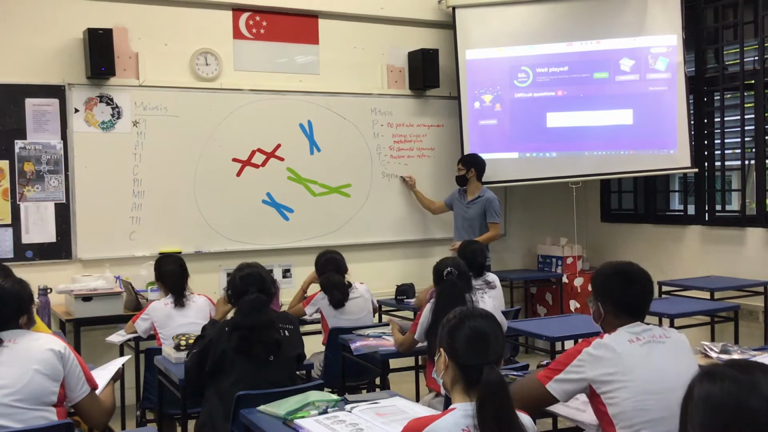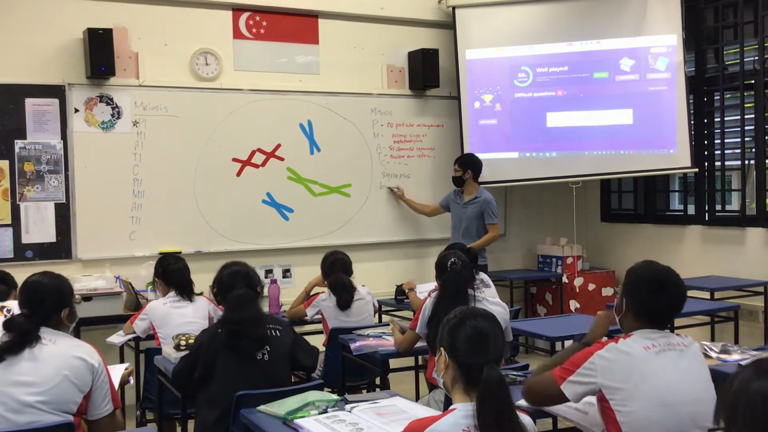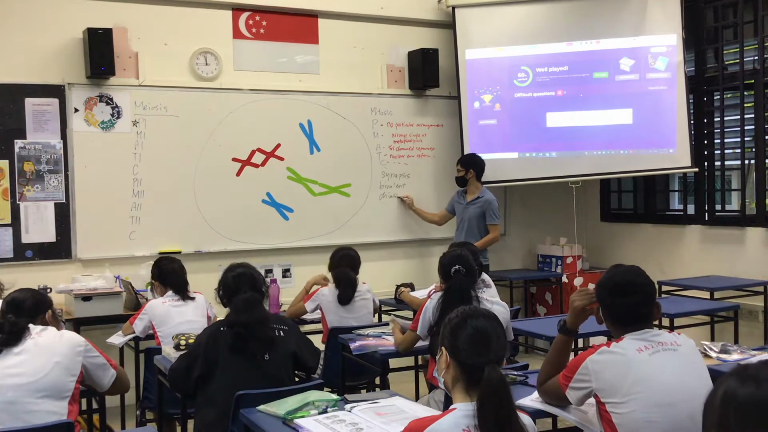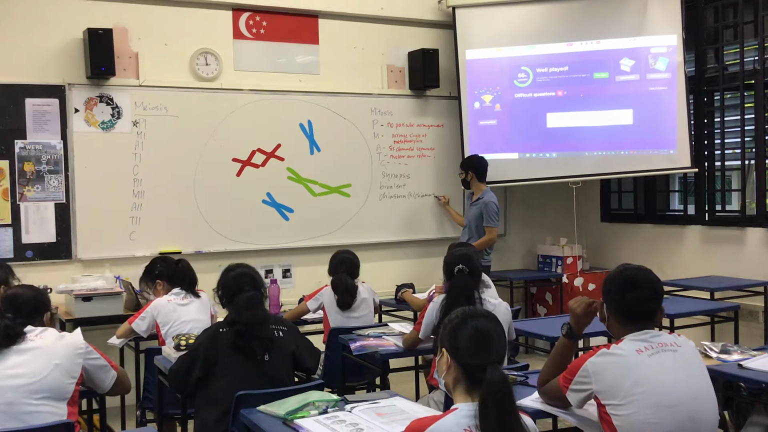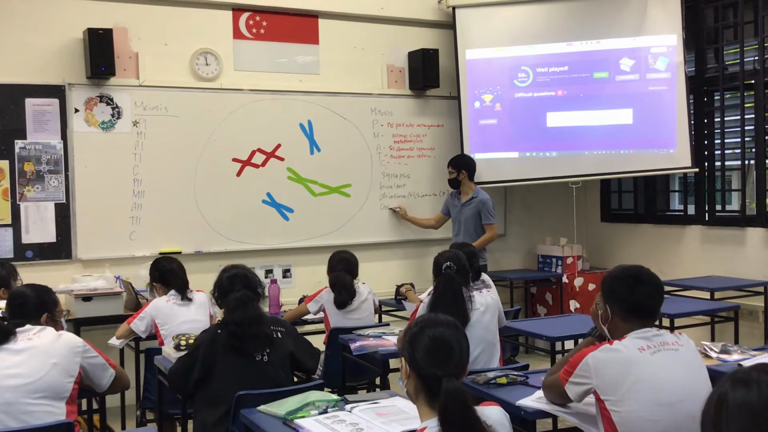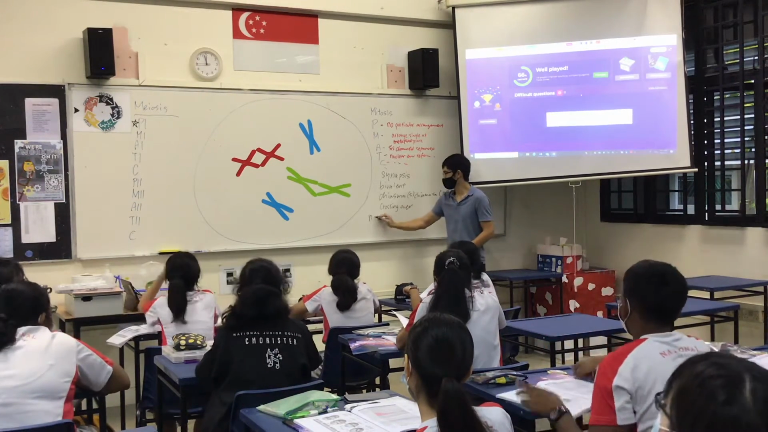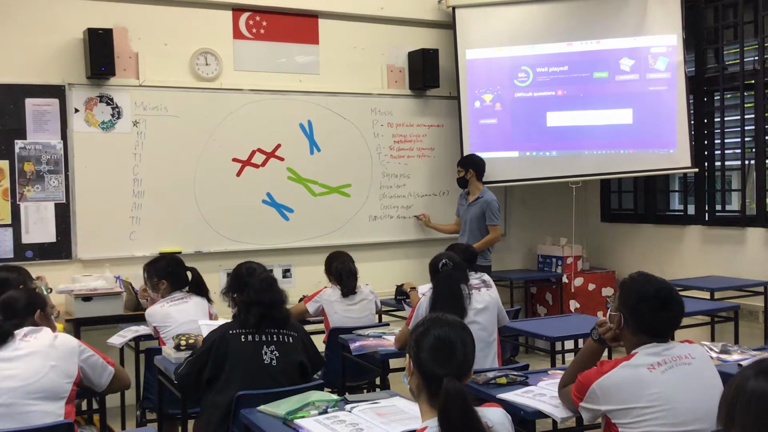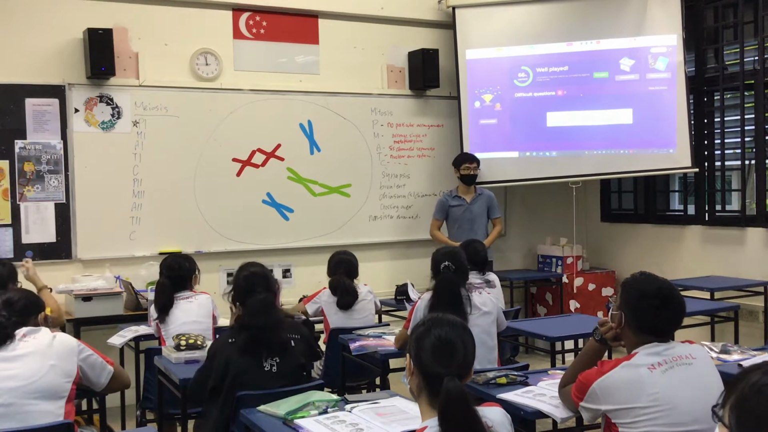First one is synapsis. Next one is bivalent. Next one is chiasma, which is singular. Chiasmata, plural. And then there's crossing over. And then there's the word non-sister chromatid. How might one use these 5 words in a sentence?